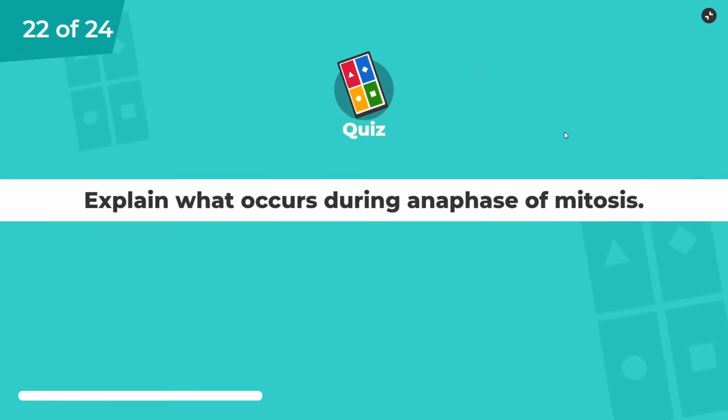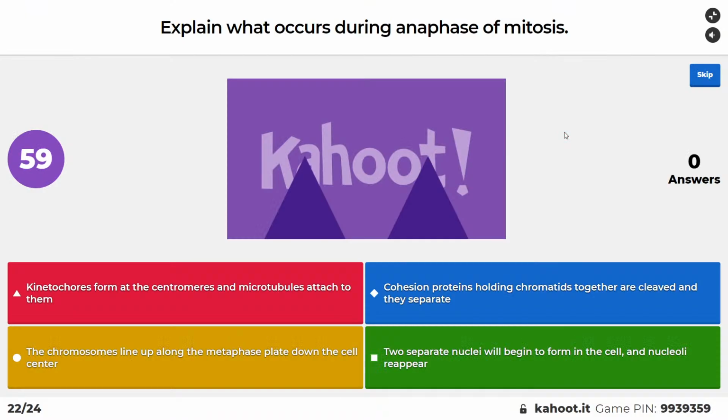Question 22. Explain what occurs during anaphase of mitosis. Oh, okay. Well, I was trying to find cell regulation, but why did we give 60 seconds for this one?